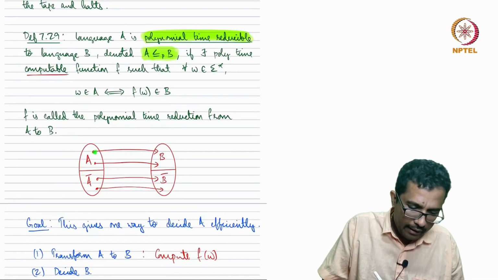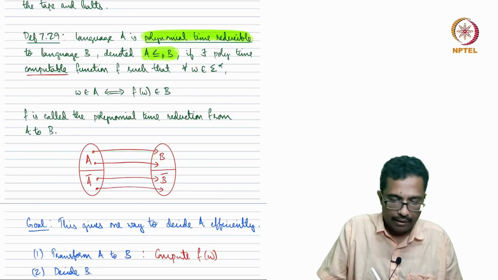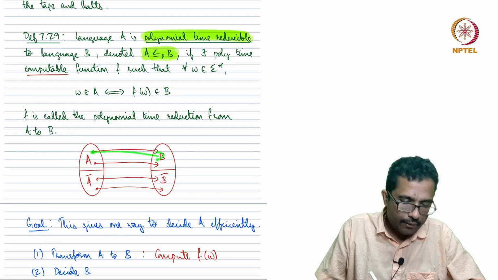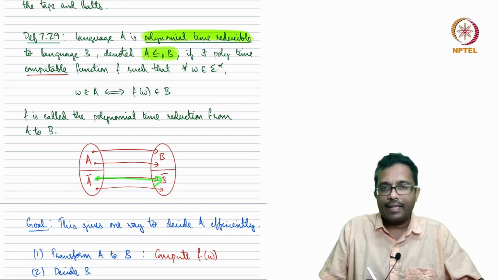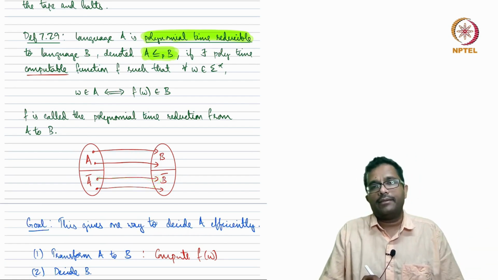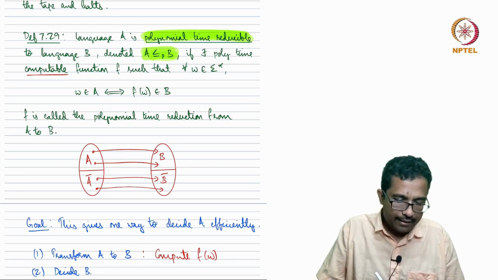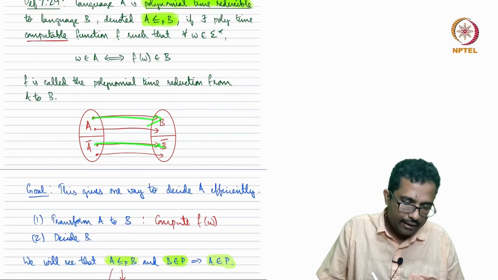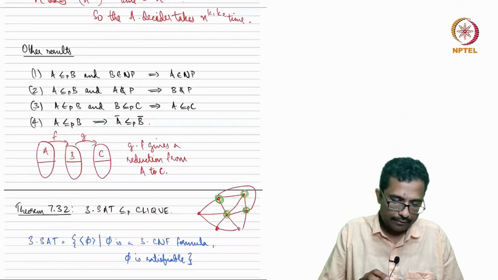Now the second thing to show is that any member from A goes to a member of B, and anything from A complement goes to B complement. In our case, any formula that is satisfiable gives us a G, k where G has a k-clique. Any formula that is not satisfiable gives us a G, k where G does not have a k-clique, right? So if phi is satisfiable, we get G, k where G has a k-clique. If phi is not satisfiable, we get G, k where G does not have a k-clique. This is the thing that we need to show.